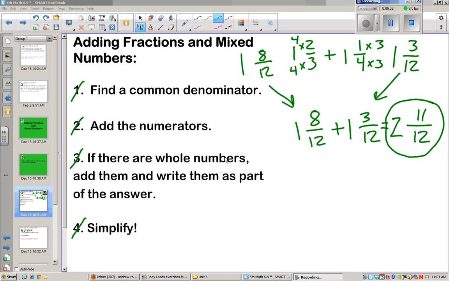So that's how you add fractions and mixed numbers. You follow these 4 steps. If you need to review or you need to watch any part again, go ahead and pause, rewind, do what you need to do. If you have questions, write those down and make sure you get them answered.